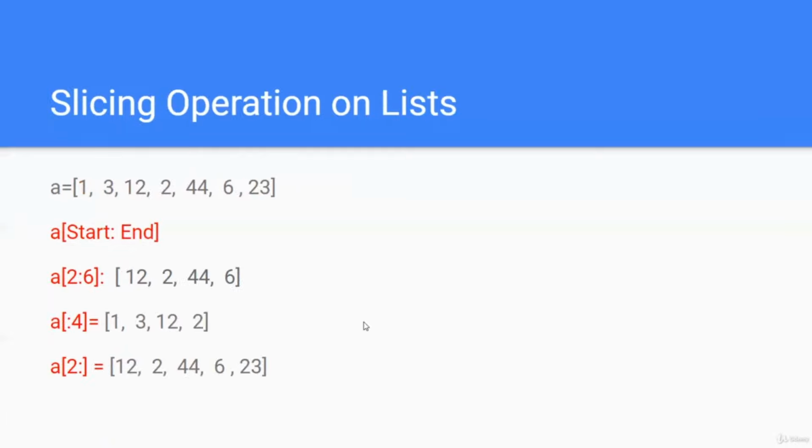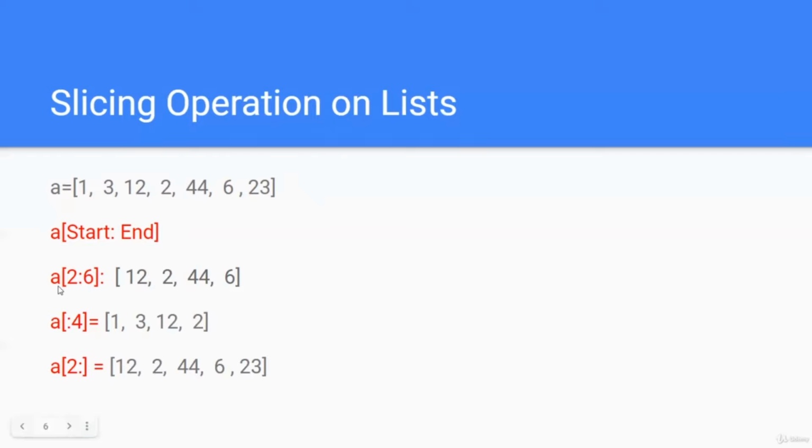Next, we will perform slicing operations. These are required for machine learning applications and other kinds of stuff also. So in this case, we have created a list which is containing 1, 3, 12, 2, 44, 6, and 23. And we know that for slicing, that means we want numbers between a particular range, we will have to type the name of the list variable a in square brackets, a start colon end. So start is inclusive, but the end is exclusive. Let us take an example.